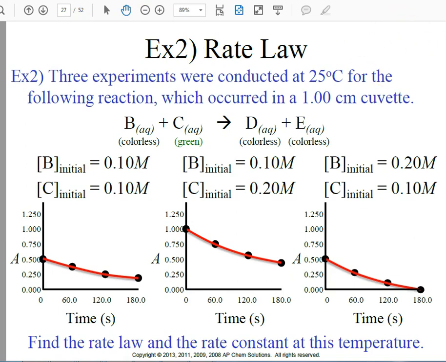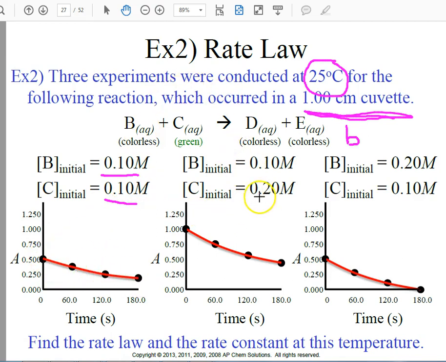So now they're telling us that they have 3 experiments that they're conducting at 25 degrees Celsius, so it's important that our temperature stays the same. And they're doing the reactions in a 1 centimeter cuvette. Okay, so that would be our B value. And what they're doing is they're following the absorbance over time. So first off, they start with 0.1 B and 0.1 C. And they follow that over time.